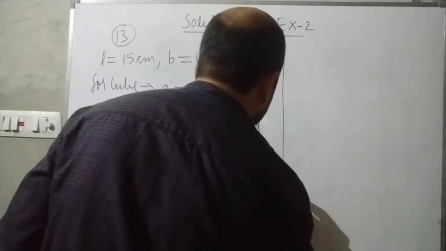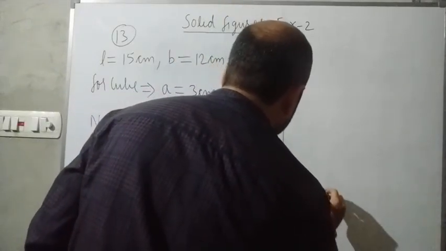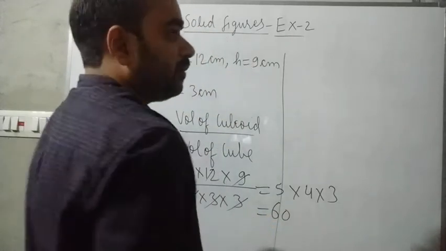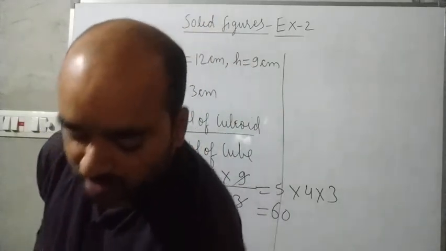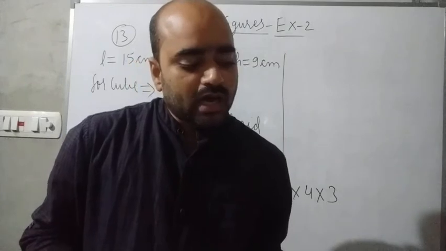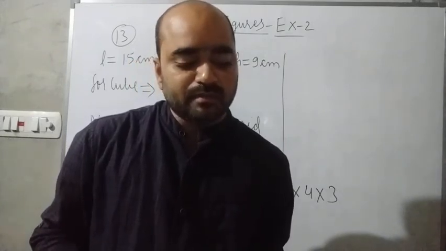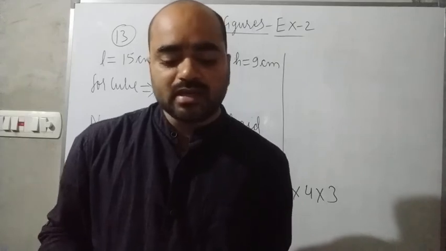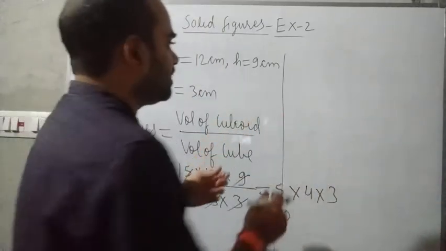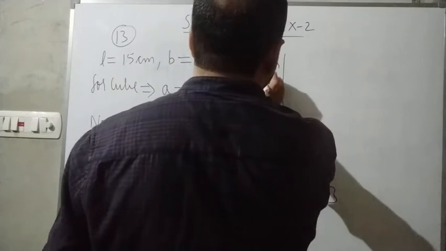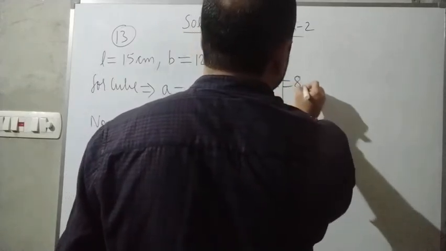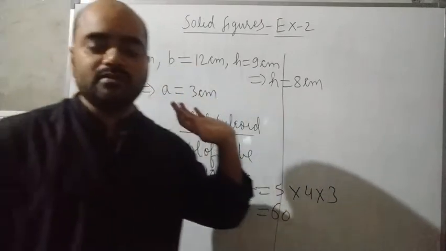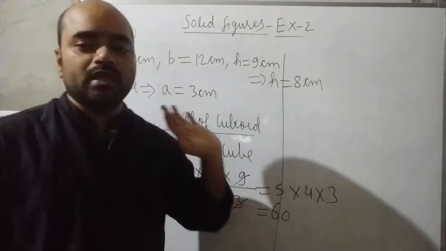It means this is 5, 4, 3. It means 60. But the second part of the question is: if the height is made 8 centimeter in place of 9 centimeter, how many such cubes can it contain? See, next the height is changed. Now the height is 8 centimeter. Only height is changed. Length and breadth remain the same, but height is 8 centimeter.